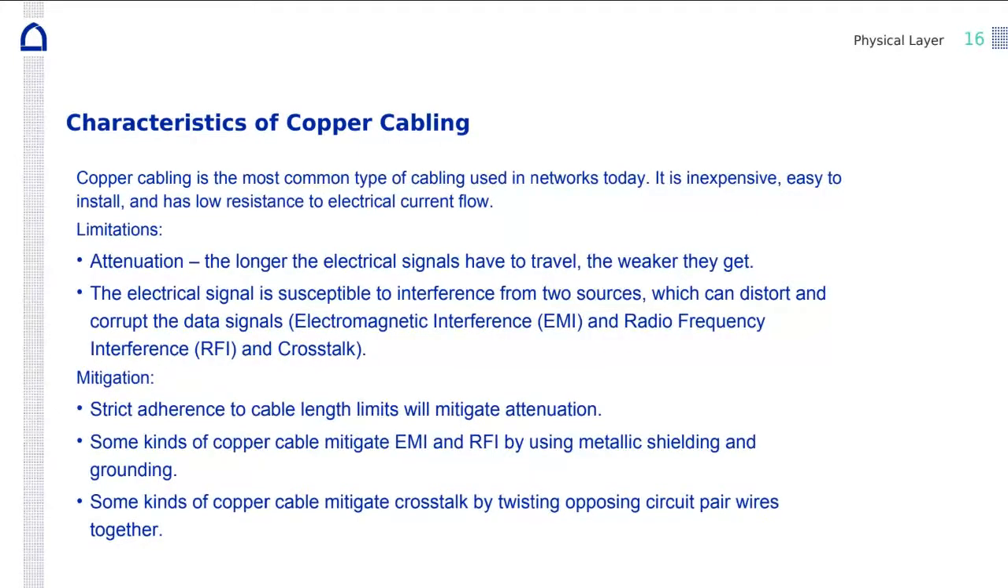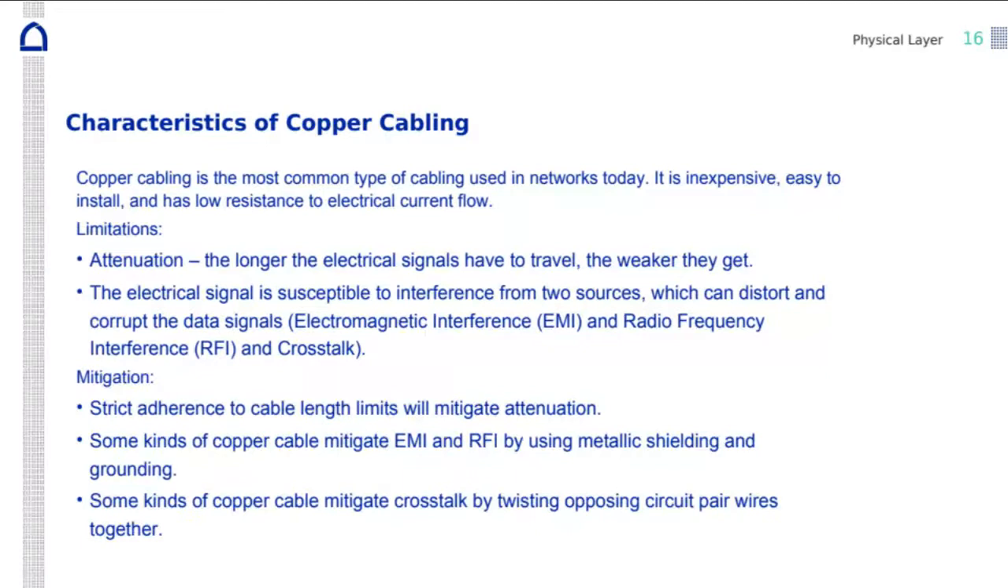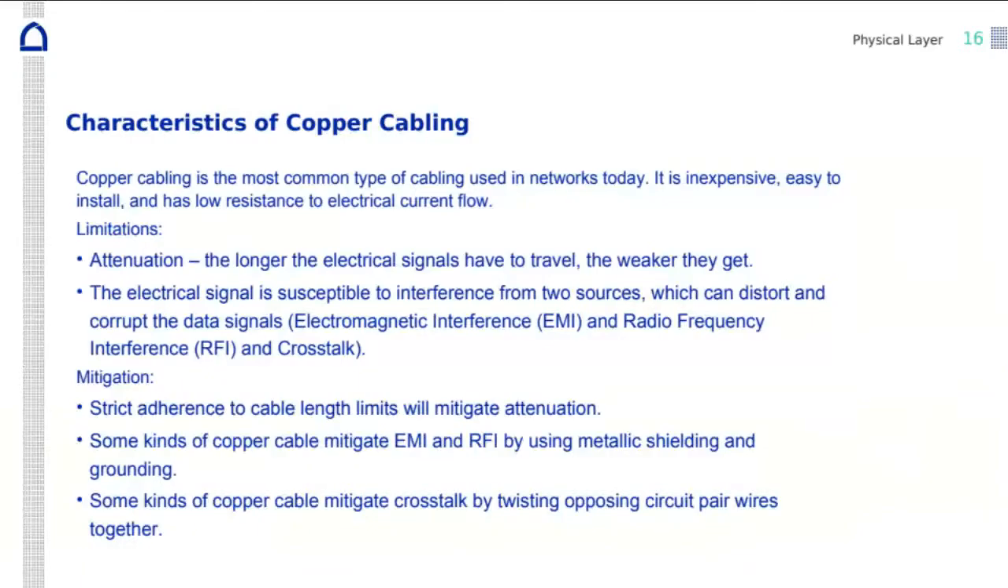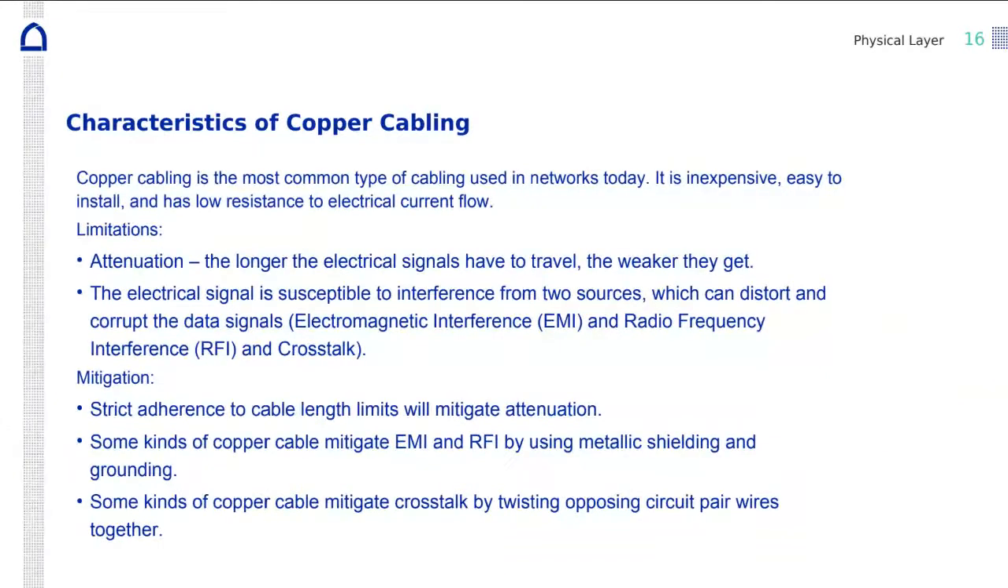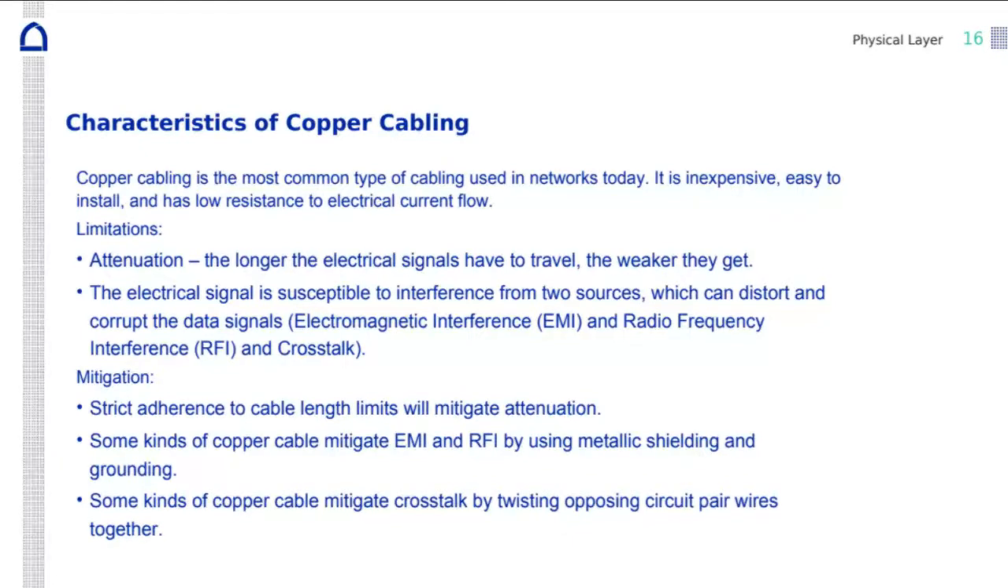Also, it is susceptible to interference. Interference because of EMI, electromagnetic interference, also radio frequency interference, which is RFI, and crosstalk. We will talk more about this kind of interference. That's why it's not recommended to put your network cable near an electric power cable. Keep it far away.